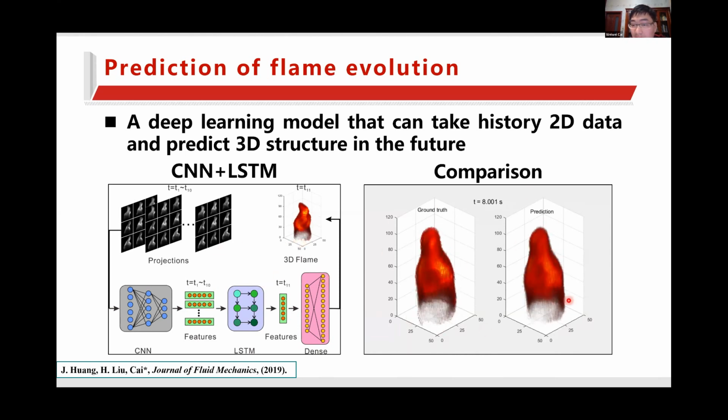Here are the results. On the left is the ground truth, and on the right is the predicted flame structure. You can see they agree quite well. It has some potential applications. For example, you can use this technique to optimize the operation of boilers, coal-fired boilers, to optimize the combustion efficiency.